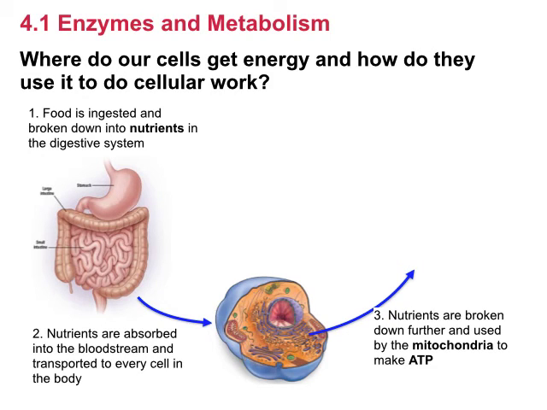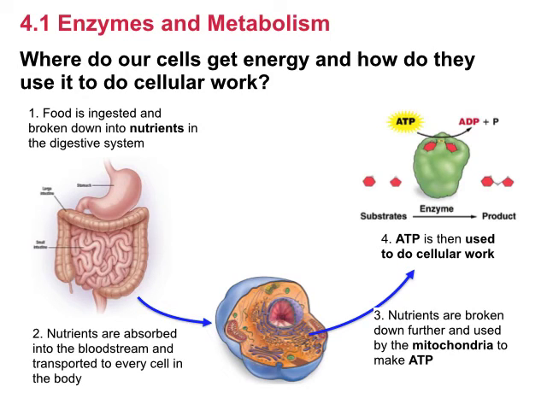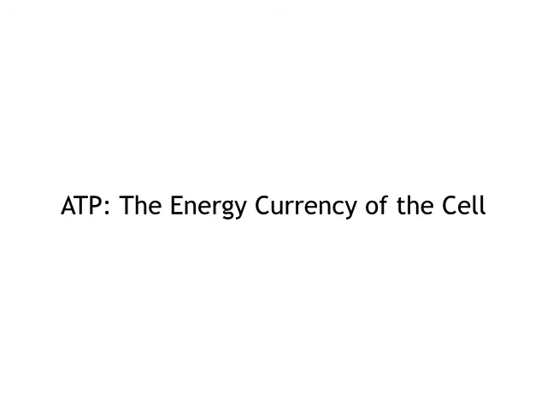And then in the cell, the nutrients are broken down further and used by the mitochondria to make ATP. Remember, the mitochondria is the powerhouse of the cell. It's the energy generator of the cell. The mitochondria uses the nutrients from food to make ATP. And then ATP is this molecule that is used by the cell to do cellular work. All right, and so what is ATP? Well, before we get to that, let me just summarize. The reason we eat food is to make ATP, and then ATP can be used to do cellular work.